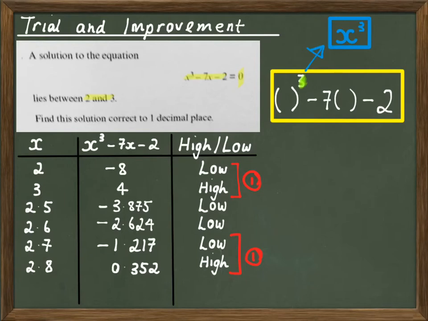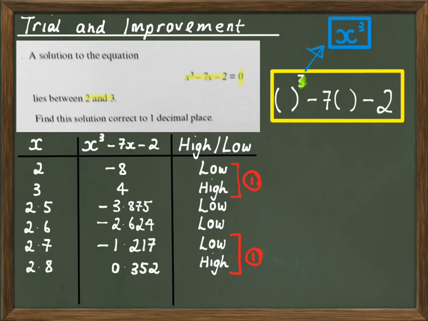So I've got 2.7, which is too low, 2.8, which is too high. My next step is going to be to go between these two. Okay, so when I find a point which is too low, and then the next one I go up or down, which is too high, then I know my answer is going to be one of these two. Okay, so ultimately my answer will either be 2.7 or 2.8, because in the question it says to 1 decimal place. But I've got to take one more step to prove which one it is.